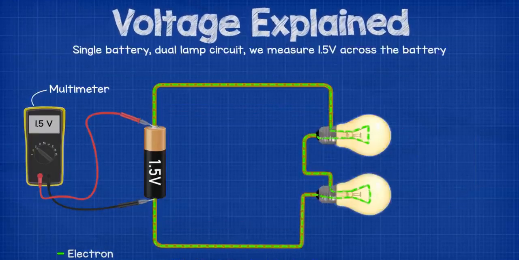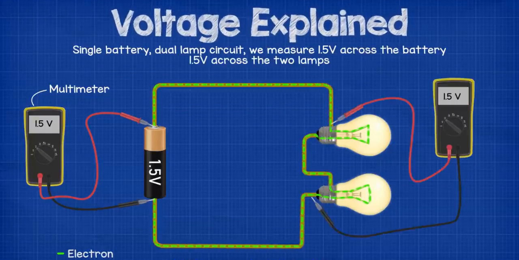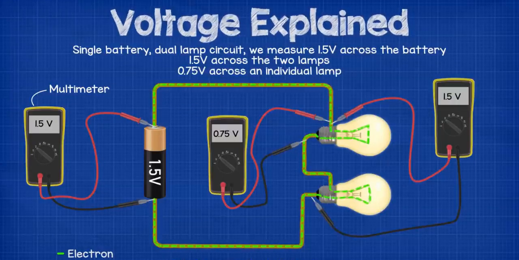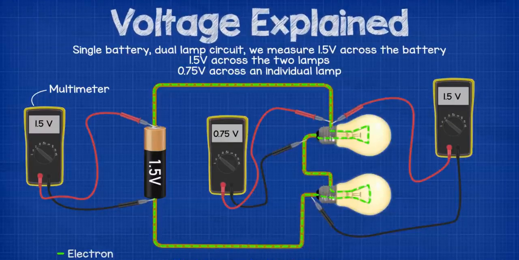In a 2-lamp series circuit, we measure 1.5 volts across the battery, 1.5 volts across the 2 lamps combined, but 0.75 volts across the lamps individually. The voltage or potential has been shared between the lamps to both provide light and heat. The lamps are dimmer because the voltage has been shared or divided. Again, we'll cover this in more detail in our electrical circuits tutorials.